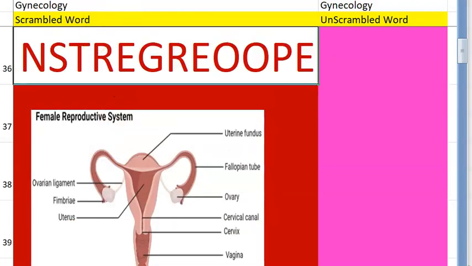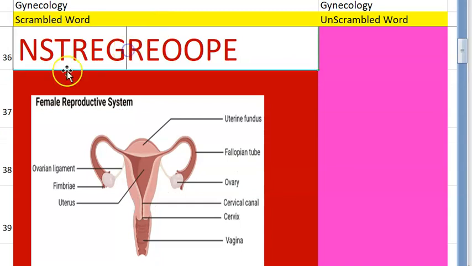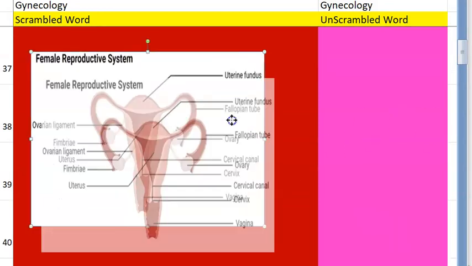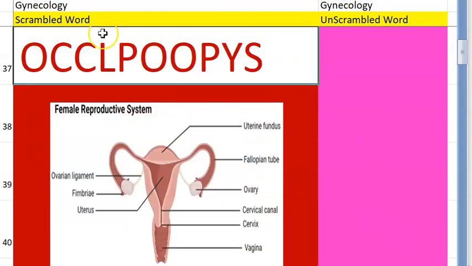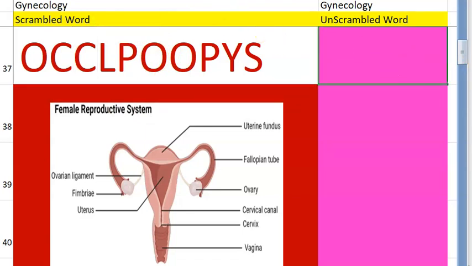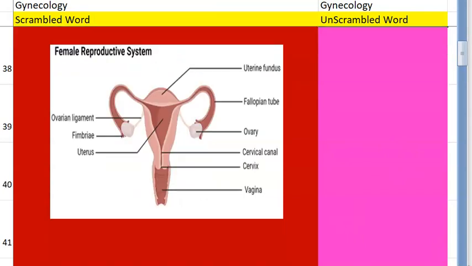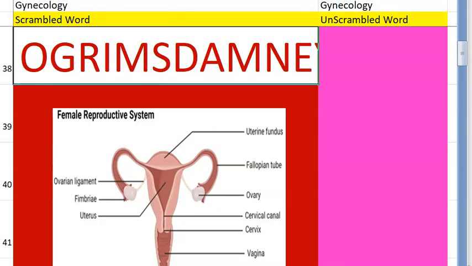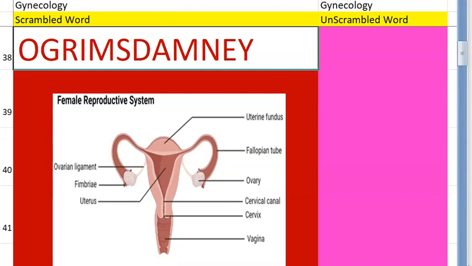What is this one? I think it's easy. Come on, try it. It's the name of a hormone starting with P, I'm guessing. Progesterone. 37th one here. What do you think? Suddenly when I look at it, I feel like it's a polyp or something, but I think it starts with a C. Something to do with the vagina, a laparoscopy, no, some kind of a procedure, colposcopy. Very good. What is this? Try to guess.